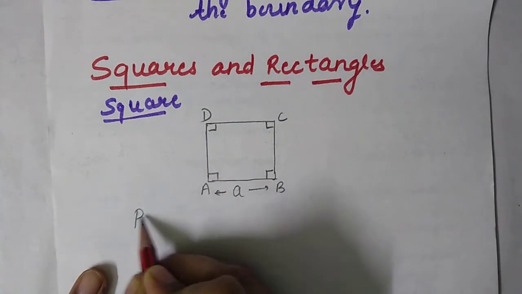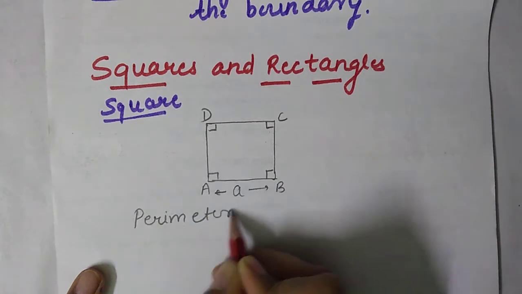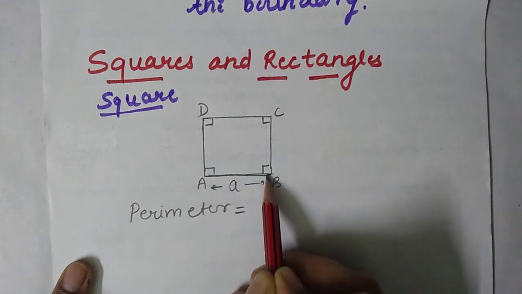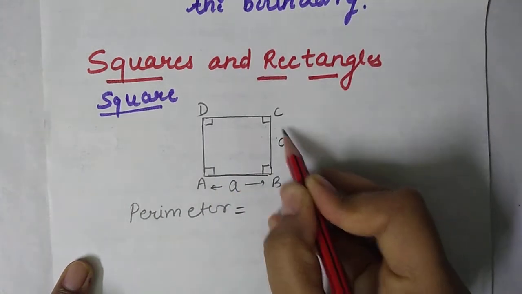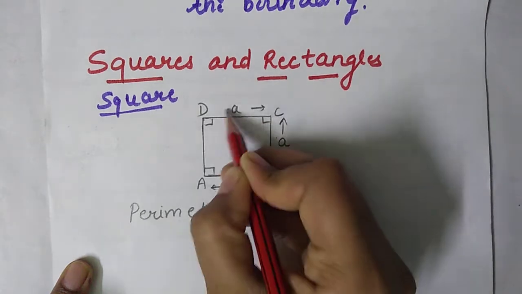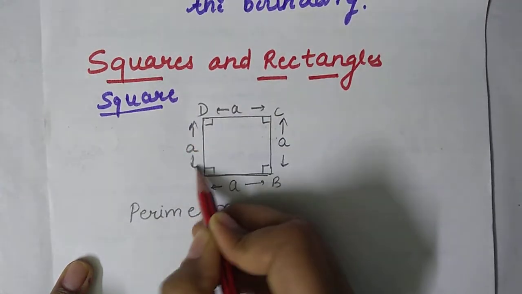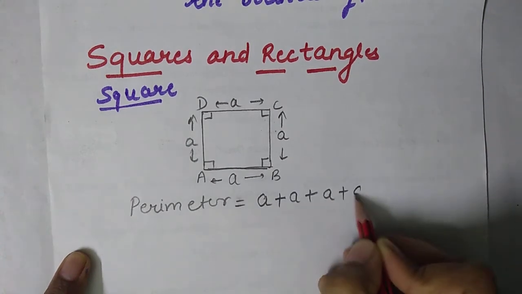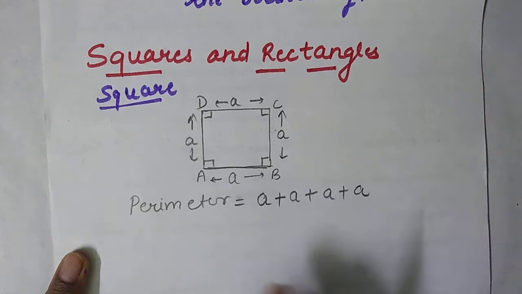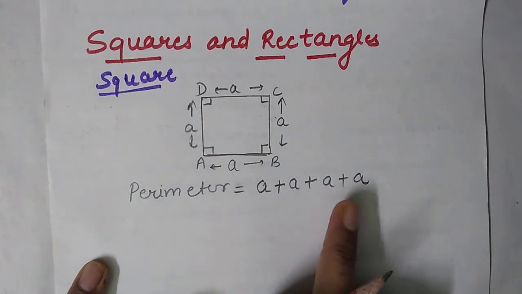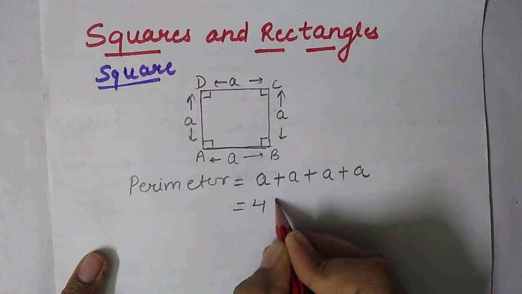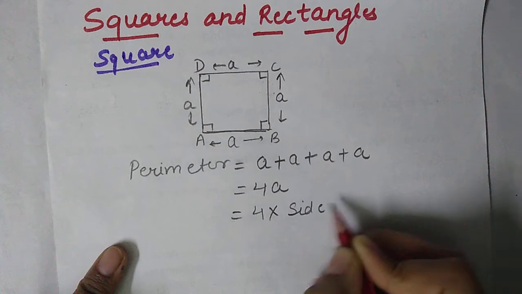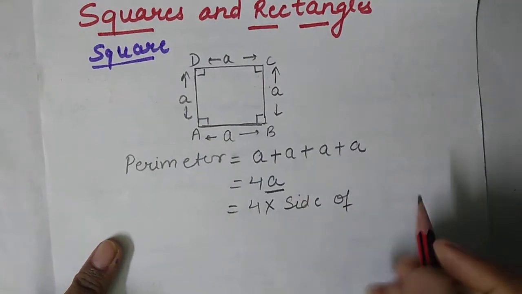So perimeter of a square is sum of all the sides, or you can say length of all the boundary. Okay, so this is A because all the sides are equal. This is also A, this is also A, and this is also A. So perimeter is equal to A plus A plus A plus A, which denotes the sum of all the sides of a square. So A plus A plus A plus A, that is 4A. Okay, so the perimeter of a square is 4 into side of the square. Okay, here A denotes the side of a square.